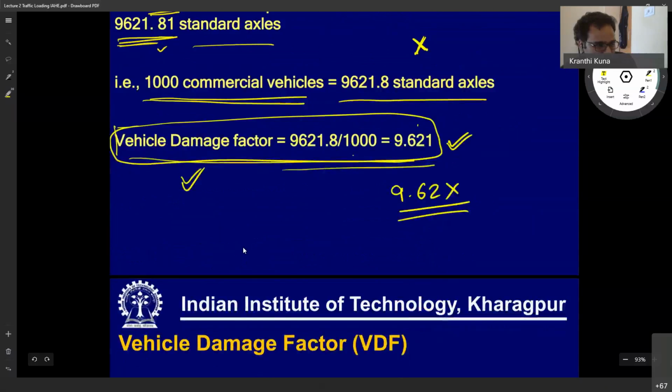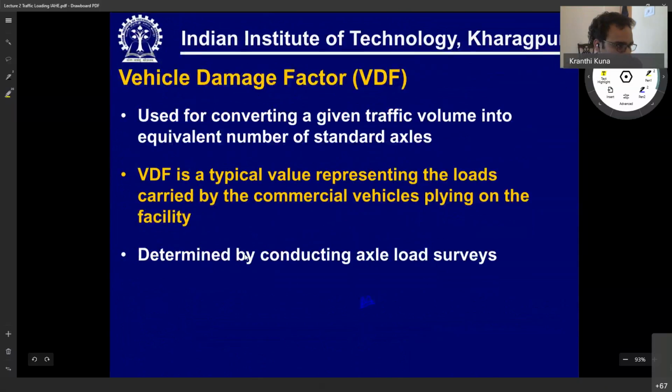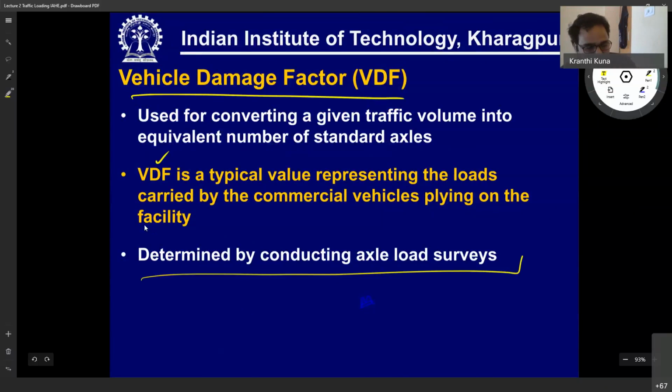Hope this is clear. I have one more slide. Use it for converting a given traffic volume into an equivalent number of standard axles. VDF is a typical value representing the loads carried by the commercial vehicles plying on the road. Rather than axles, if we find out the damaging effect caused by each vehicle, we call it the vehicle damage factor, determined by conducting an axle load survey.